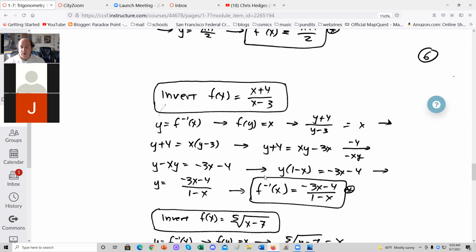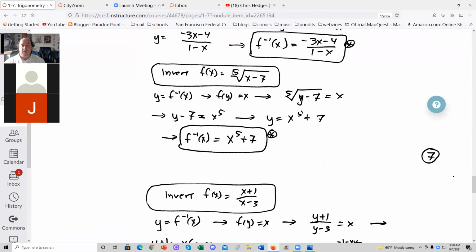Removing the factor of y, you get y times 1 minus x equals minus 3x minus 4. Divided by 1 minus x, you get y equals negative 3x minus 4 over 1 minus x. And that's the inverse function. Inverse to this function is this, minus 3x minus 4 over 1 minus x.